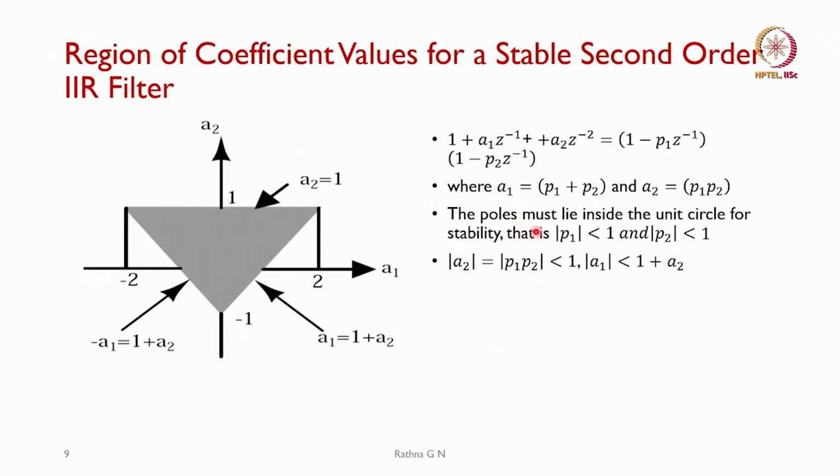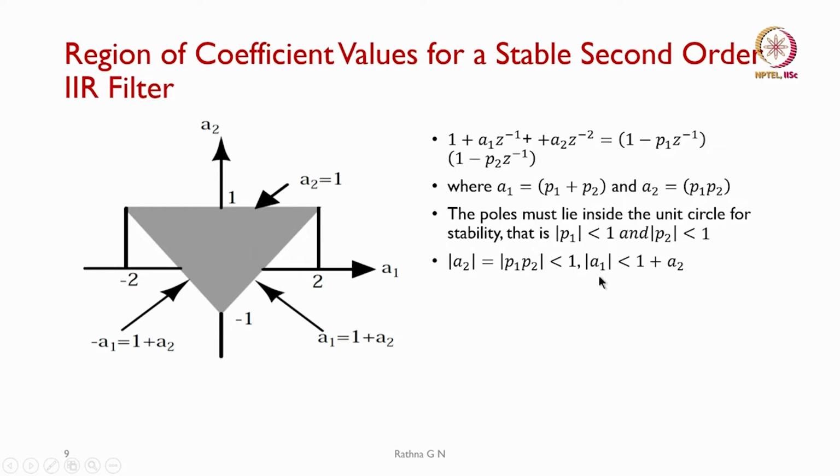So, we see that poles must lie inside the unit circle for stability. That means the magnitude of P1 should be less than 1 and the magnitude of P2 also has to be less than 1. Then the magnitude of A2, which is given by the magnitude of P1 into P2, is less than 1.